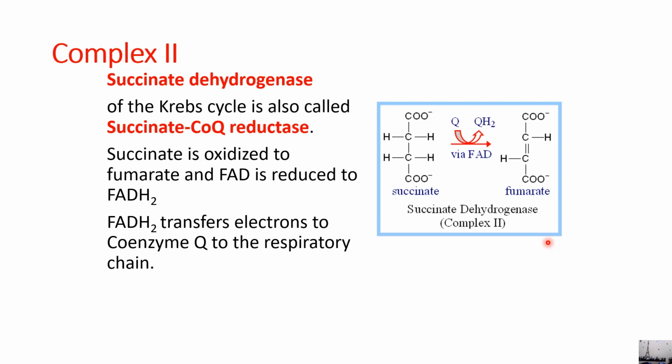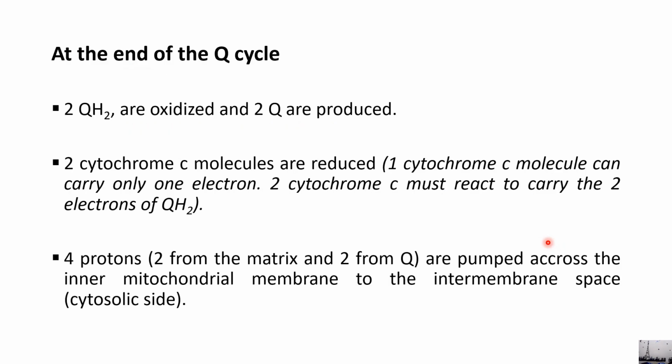Succinate dehydrogenase of the Krebs cycle is also called succinate CoQ reductase. So succinate is oxidized to fumarate and FAD is reduced to FADH2, and FADH2 transfers electrons through coenzyme Q to the respiratory chain. So at the end of the Q cycle, two QH2 are oxidized and 2Q are produced.